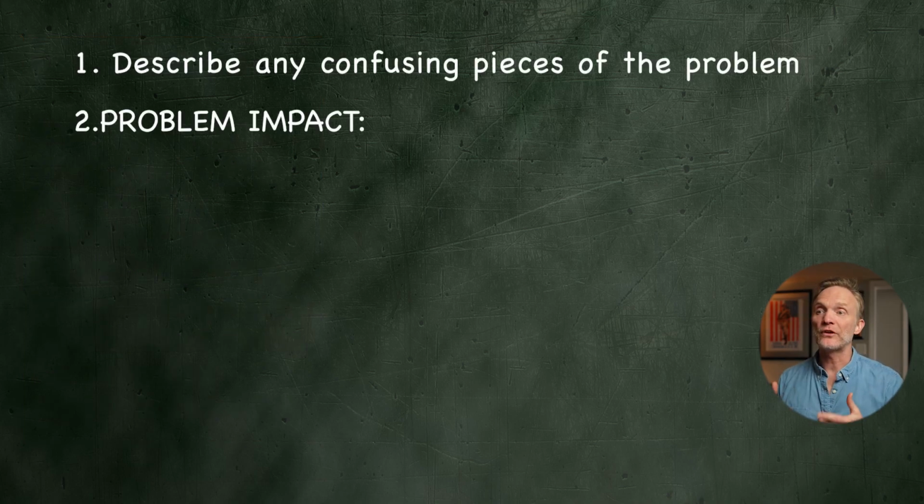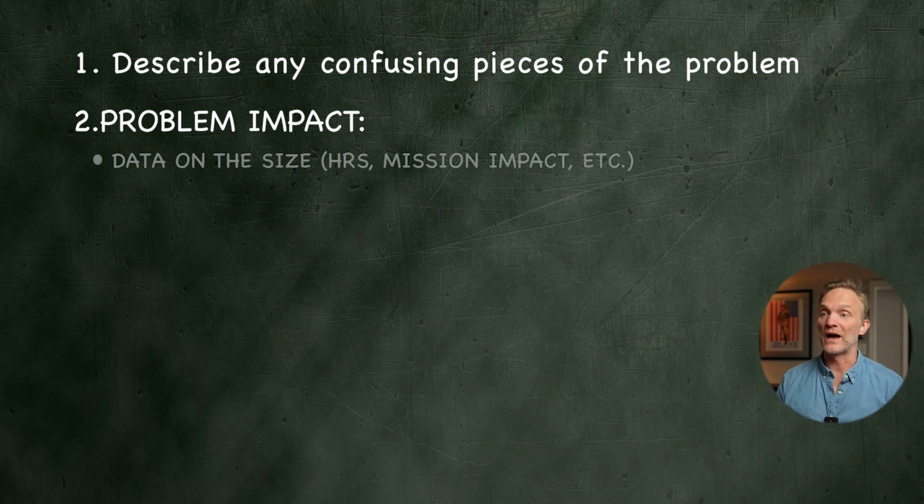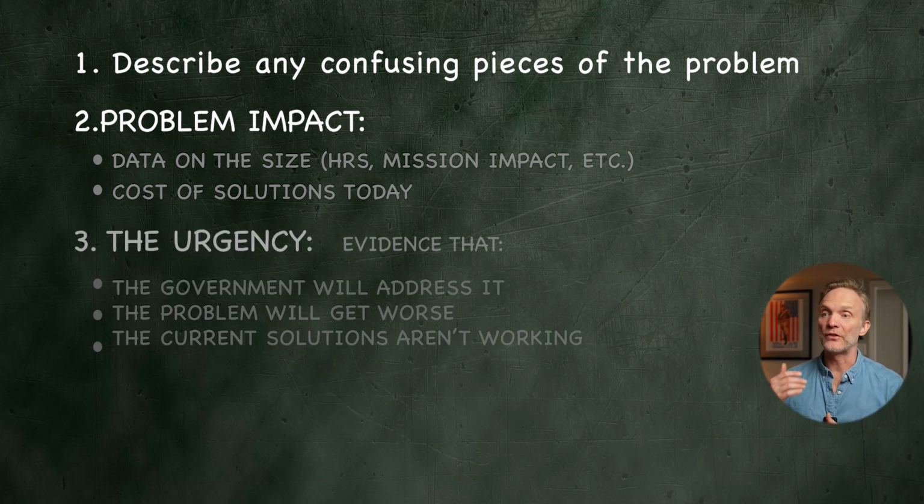We're going to want to give a sense for how much pain this problem is causing, preferably expressing that in qualitative and quantitative terms. So we could give a couple data points on how much this problem is impacting the government today, or some data on how much the government's spending to solve it today. We want to share what evidence there is that the government wants to solve this problem in the near future, or what evidence is there that this problem is going to get worse and become more urgent soon, or evidence that the current solutions just aren't working.